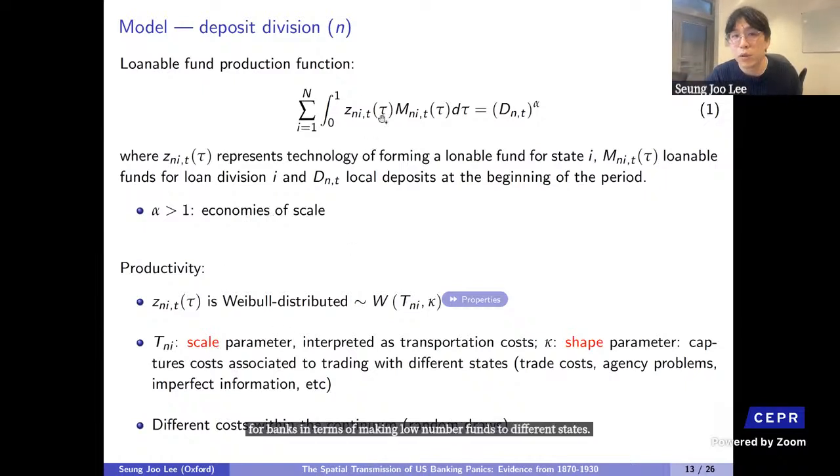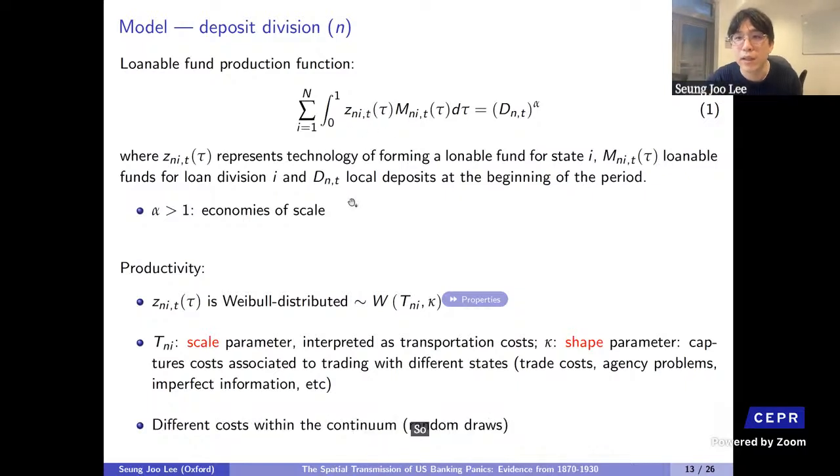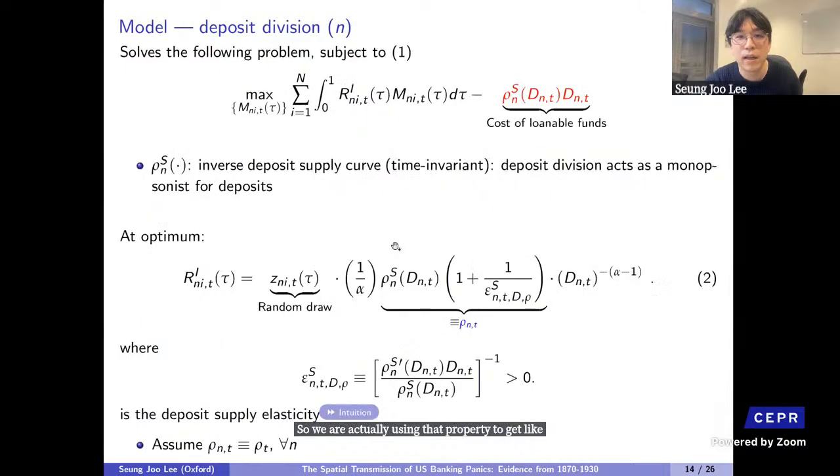The reason we introduce continuous time here is that this is random, but given a uniform interval, we can be sure that this cross-sectional distribution is equal to the ex-ante distribution of Z. We are using that property to get a nice formula later. So the deposit division answers this optimization. They make loans to bank I, and as I said, they charge this R_NIt. But this market is quite competitive. You, as a small bank, because we assume a representative bank, there are infinitely many banks in a given state.